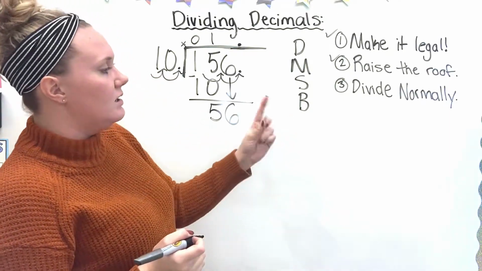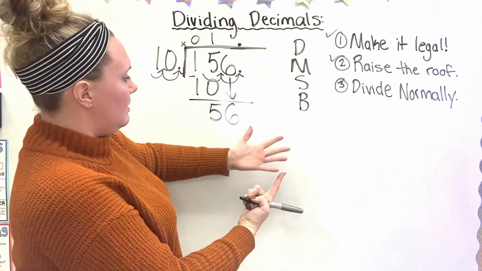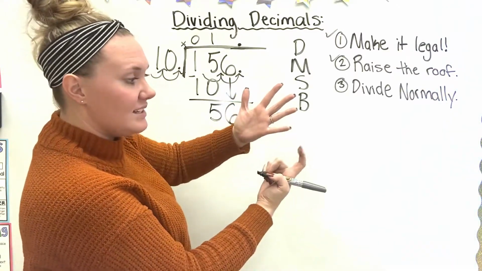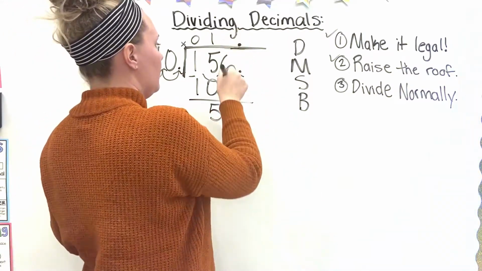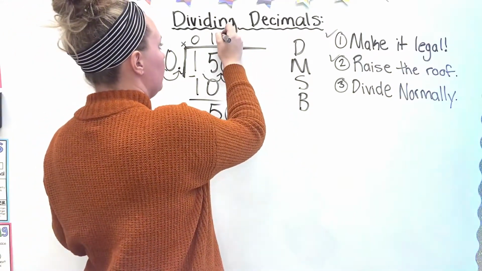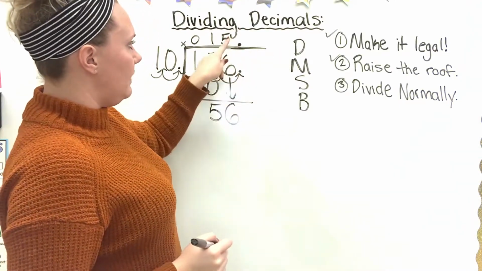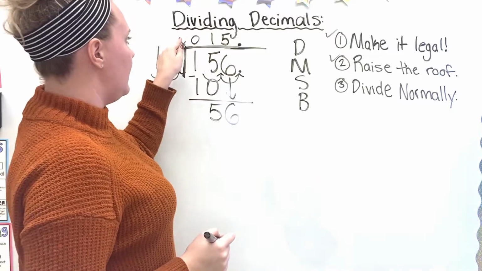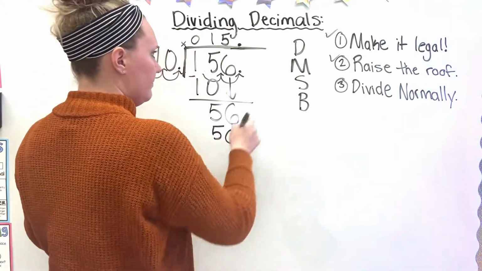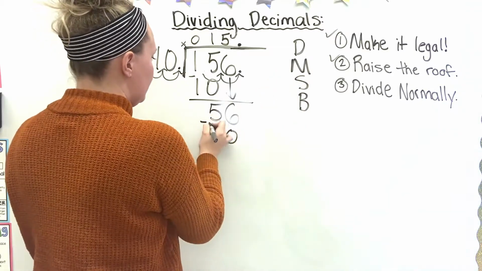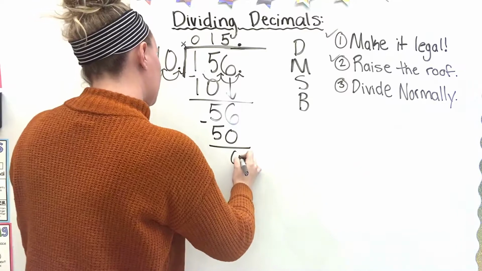Let's see. 10, 20, 30, 40, 50, 60. Well, I'm only trying to get to 56, and 60 is too many, so I have to go down to 5. I'm working with my 6 here, so I'm going to put it above my 6. Now I'm going to multiply because I just divided. 5 times 10. Well, I know that's 50. Divide, multiply, subtract is next. 56 minus 50. Well, I know that is 6.